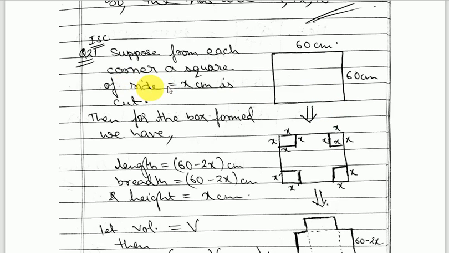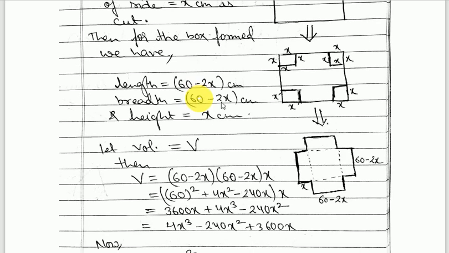So let us assume that the side of those squares is x centimeters. That means from each corner we are cutting a square whose side is x. So once it's cut, you will get something like this. Now all these sides have to be turned so that you can get a box.